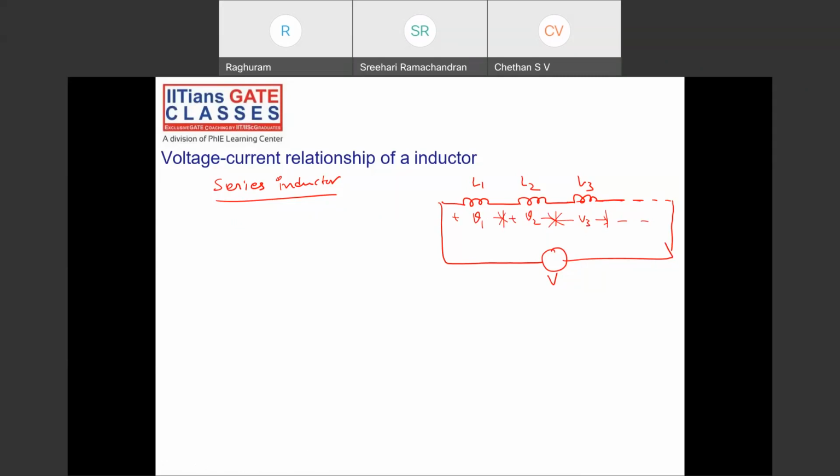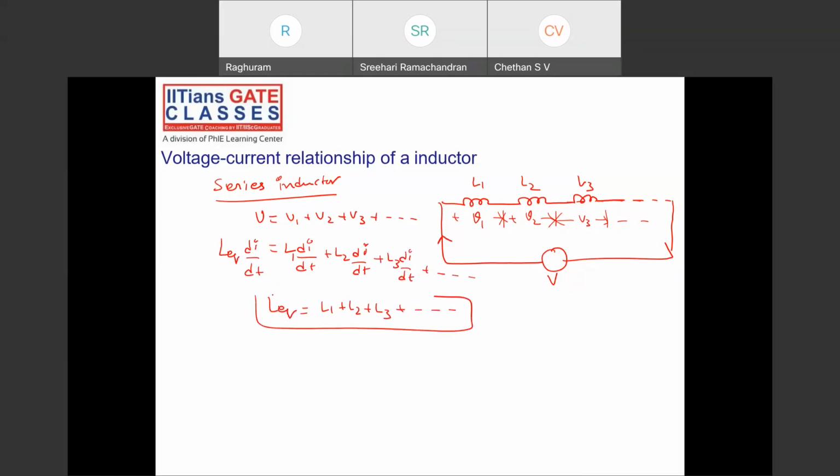So what is the voltage and current relationship? V is equal to V1 plus V2 plus V3 and so on. V1 is L1 di by dt, plus L2 di by dt. Series current is the same, plus L3 di by dt and so on, which is equal to L equivalent di by dt. So L equivalent is L1 plus L2 plus L3 and so on. So inductors in series are like resistors in series. Next, parallel inductors.